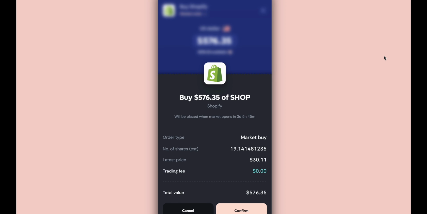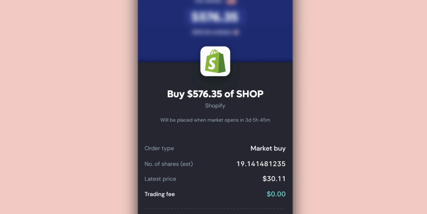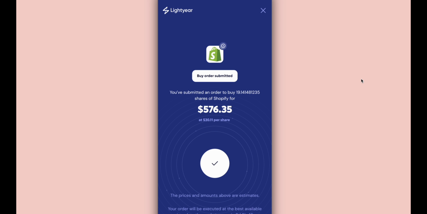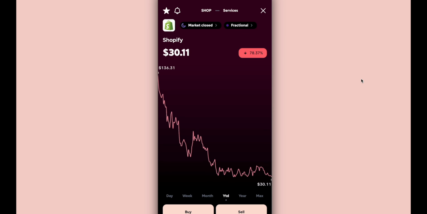But the main call out here is that the trading fee is $0. So roughly speaking, we're going to be executing the full $576.35, and that will purchase however many shares based on the price once the market opens. Hitting confirm, our order is submitted. I submitted on a Friday, so in a few days' time that will execute.